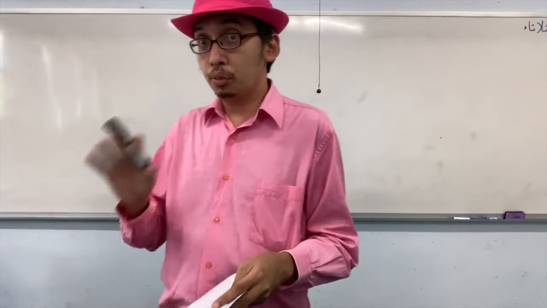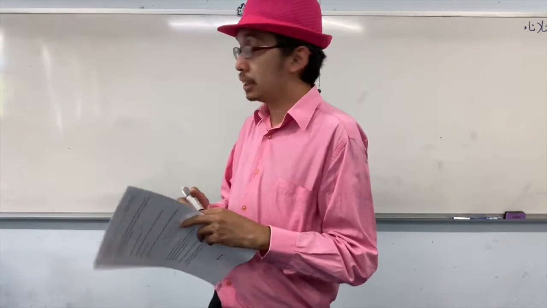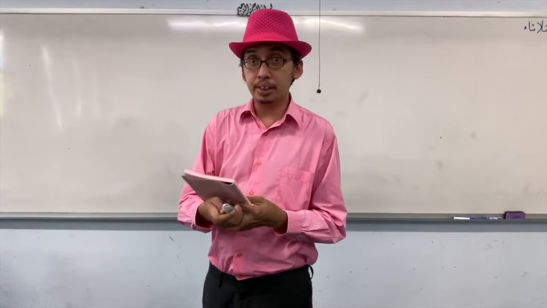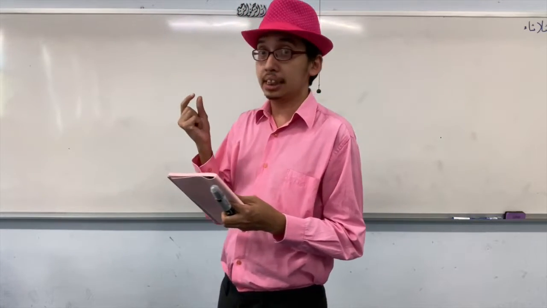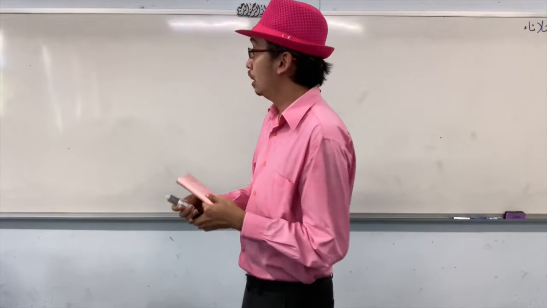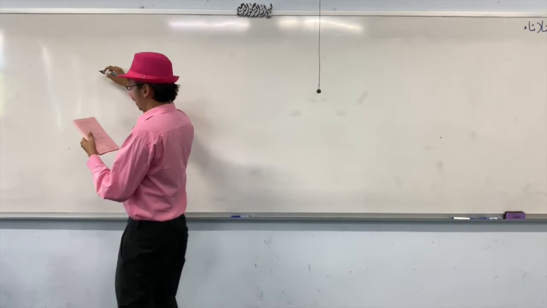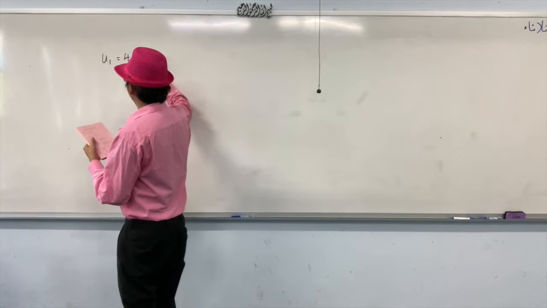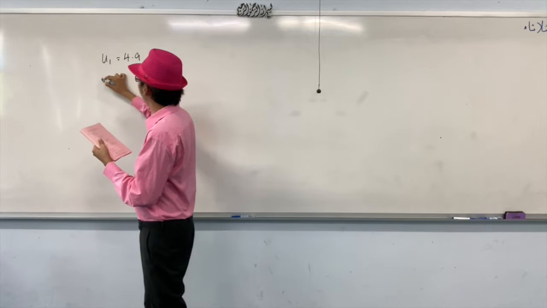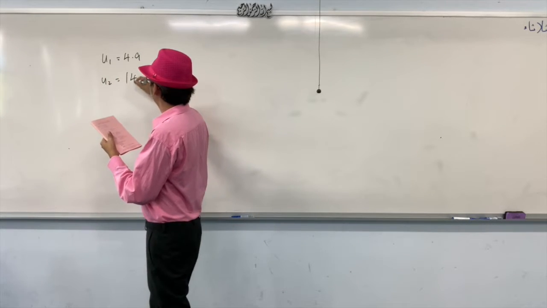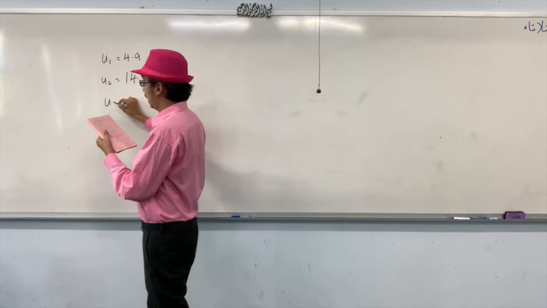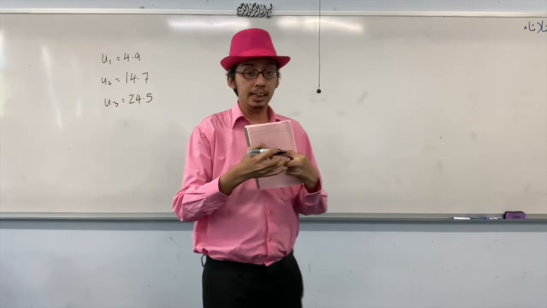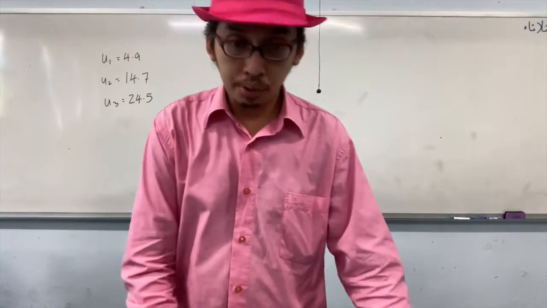Before we go on to the question per se, what we need to do is write down the information given. What you're given is actually the first term, second term, and third term. So it's good to write down what we have. So the first term U1 is 4.9, which is the first second. Then U2 is 14.7, and then U3 is 24.5. Then we read the question.